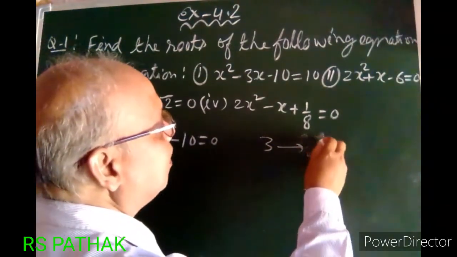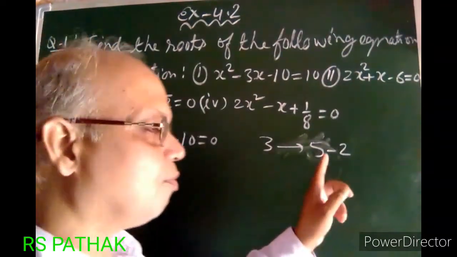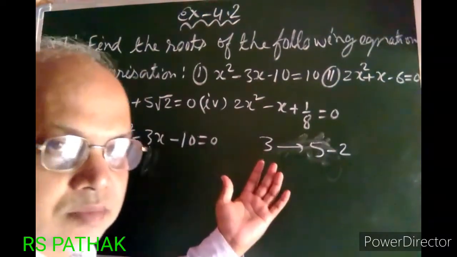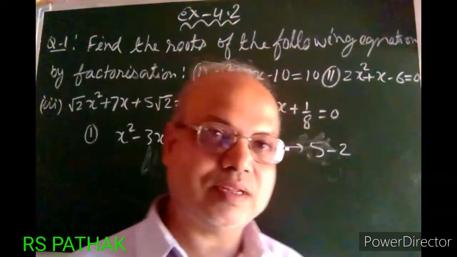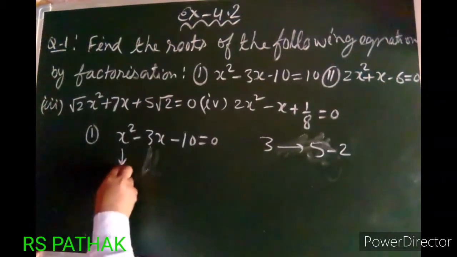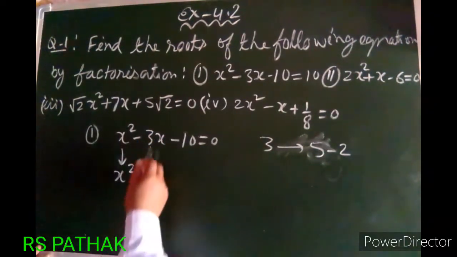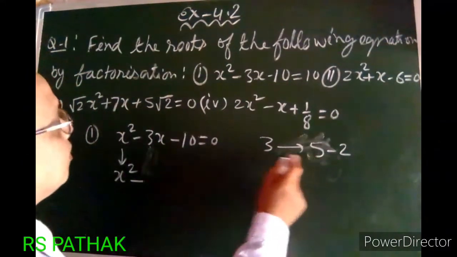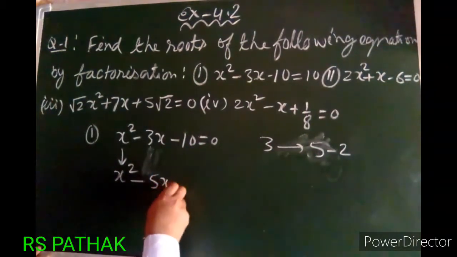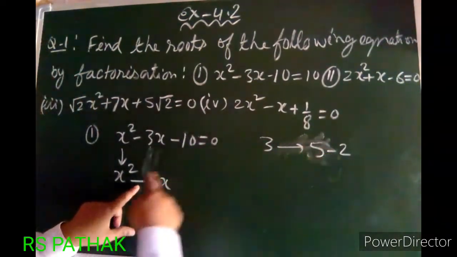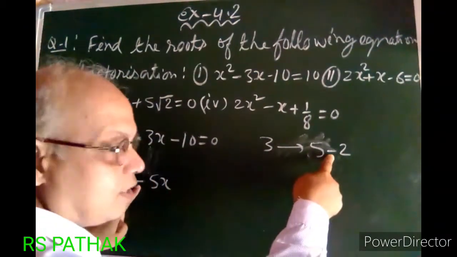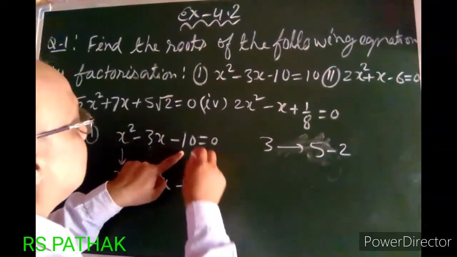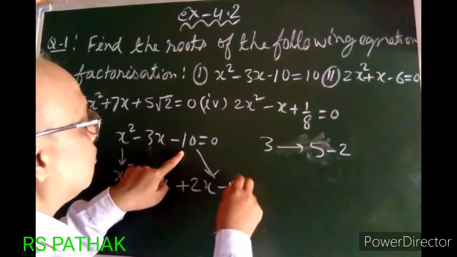3 can be written as 5 minus 2. I am breaking it; the rest will be same. Meaning that x square will be same, minus will be same, and 3 will be broken into two numbers. 5, x means 5x, and this minus will change due to the minus sign. It will be plus 2x, and minus 10 will remain the same, equals 0.